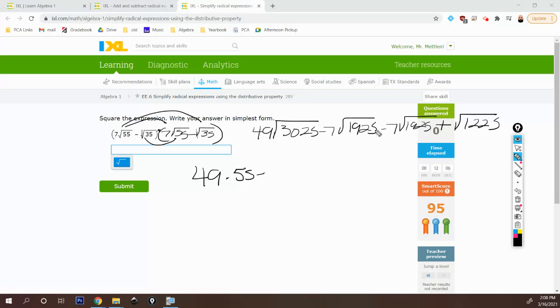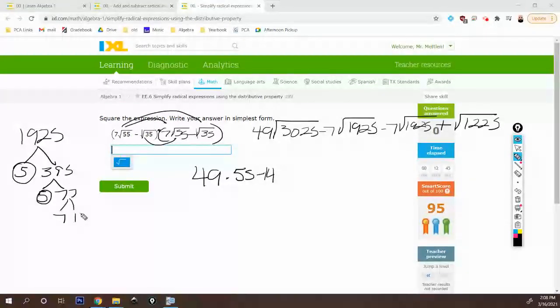Minus. Now, these two are combinable, right? We got minus 7 and minus 7, so it's going to be minus 14. But we also need to break down 1925 and see if there's anything we can get out of that. Can we simplify that? So let's do 1925. All right, so what can we do with that? We can divide that by 5. So that's going to be 5 and 385. 385, I bet you can divide that by 5. That's going to be 5 and 77. And that's going to be 7 and 11. So that doesn't do anything.